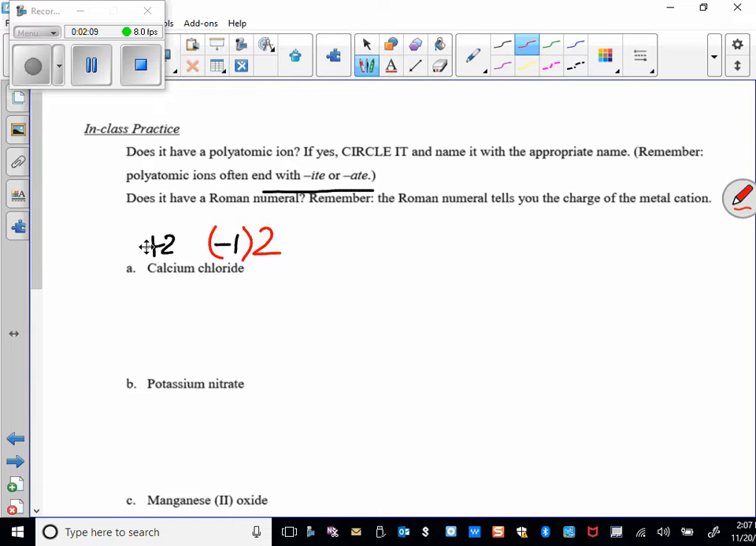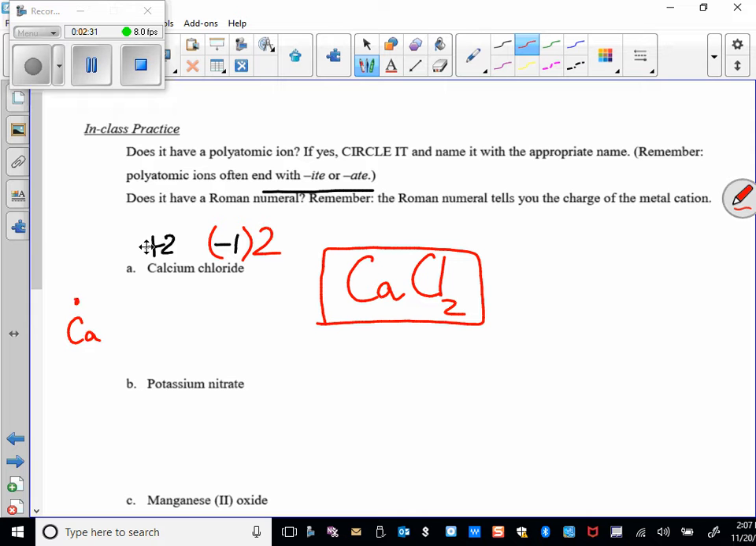And the formula is going to be Ca. Did I multiply calcium by anything? No. Cl with the subscript 2 telling me that I need 2 chloride to balance 1 calcium. Does that make sense? Or in other words, if you think about it, calcium has 2 valence electrons. Yes or no?